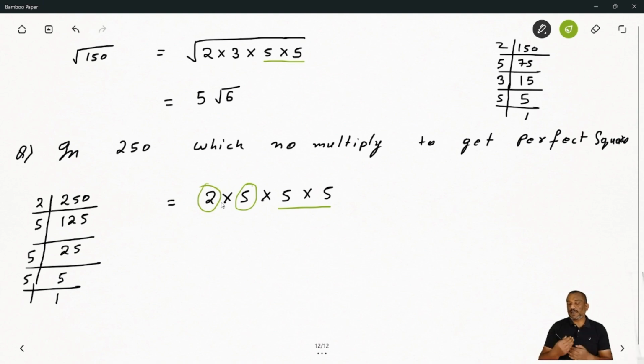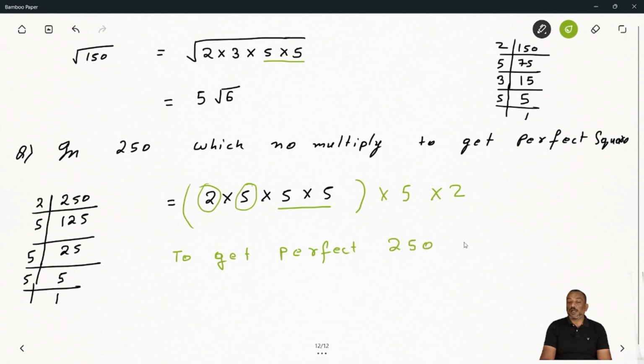So to make them pairs, what will you have to do? In this number, again by how much do you have to multiply? You have to multiply by one 5 and by one 2. So to get a perfect square of 250, we have to multiply with what? 5 times 2. 5 times 2 is 10. We have to multiply with 10.